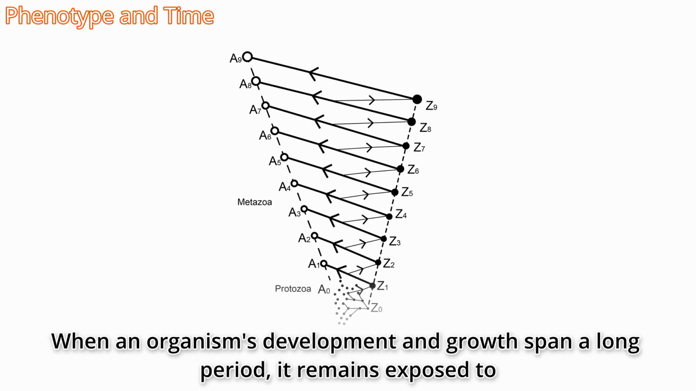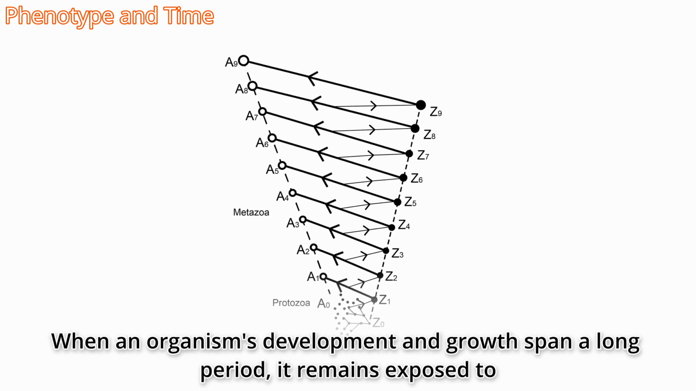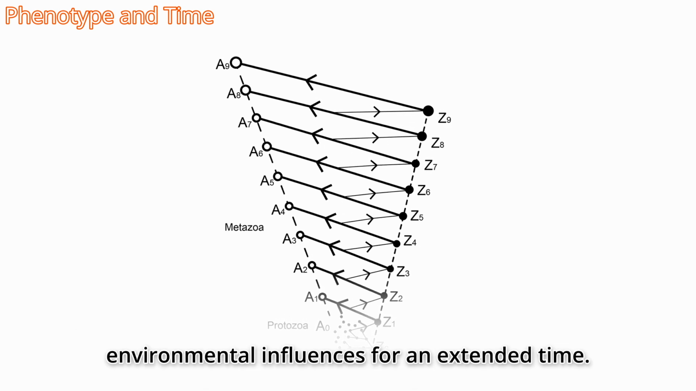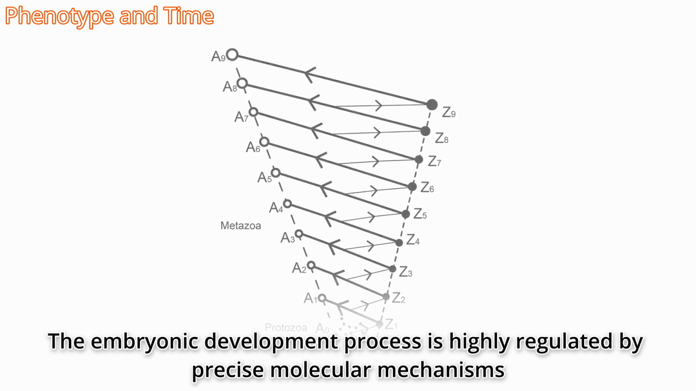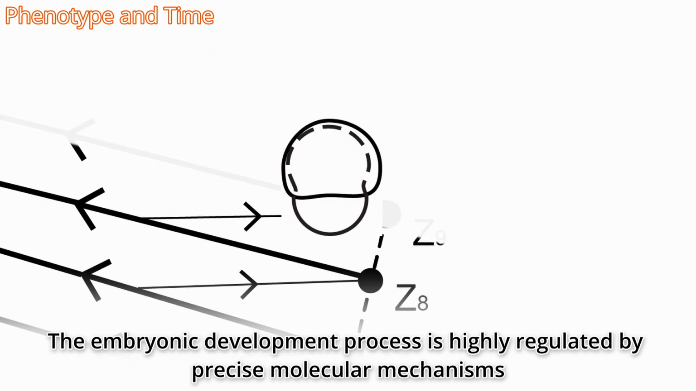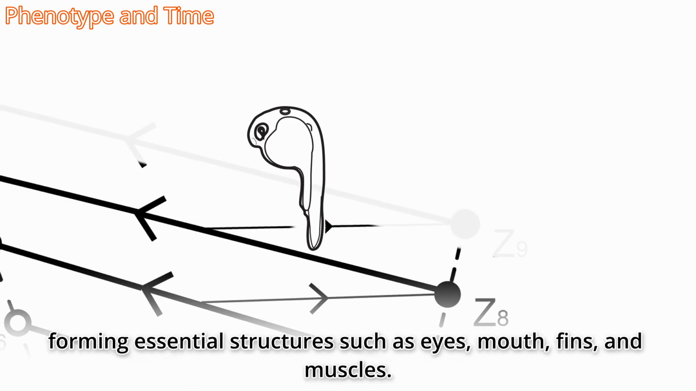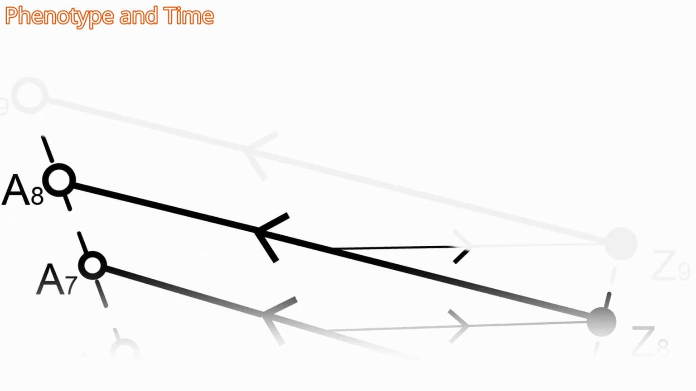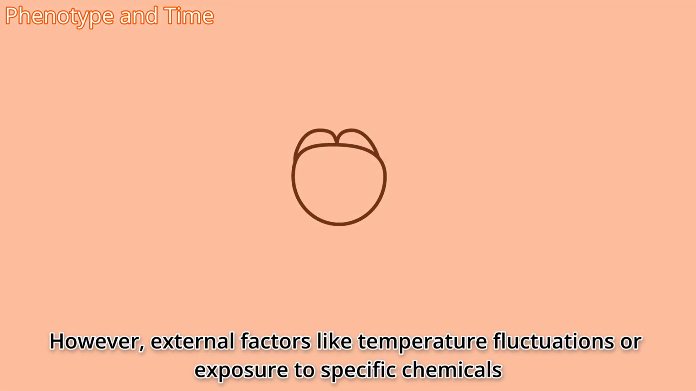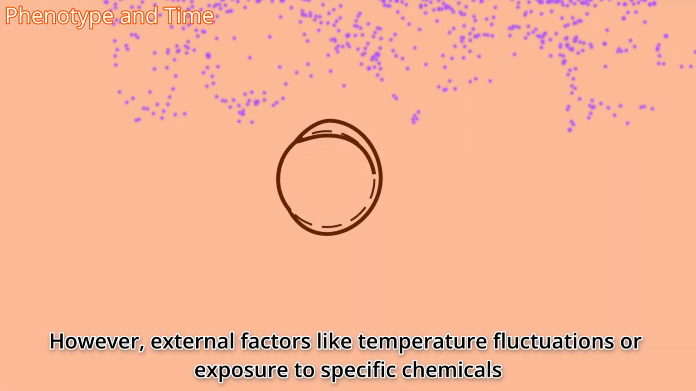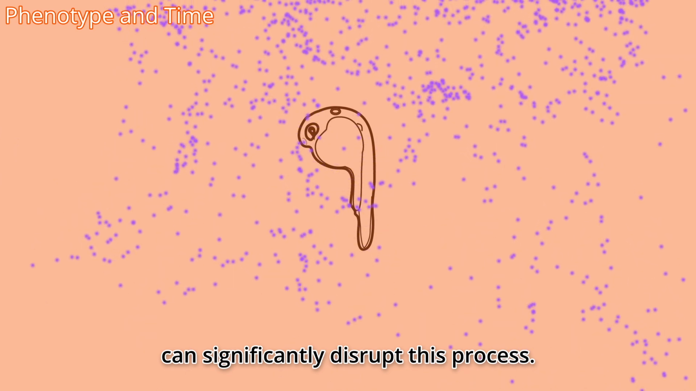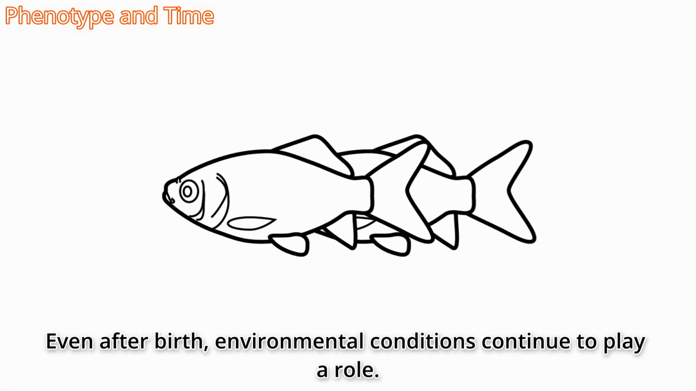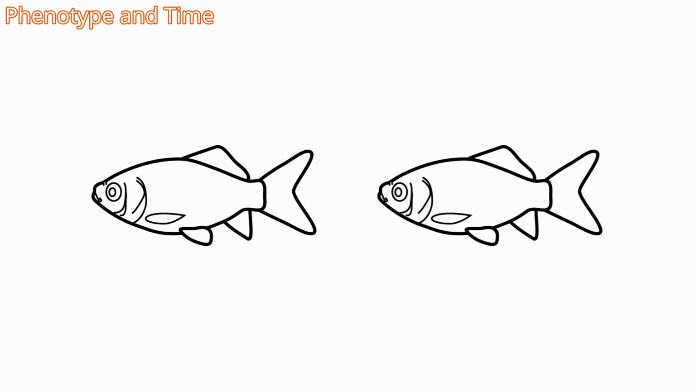When an organism's development and growth span a long period, it remains exposed to environmental influences for an extended time. The embryonic development process is highly regulated by precise molecular mechanisms forming essential structures such as eyes, mouth, fins, and muscles. However, external factors like temperature fluctuations or exposure to specific chemicals can significantly disrupt this process. Even after birth, environmental conditions continue to play a role.